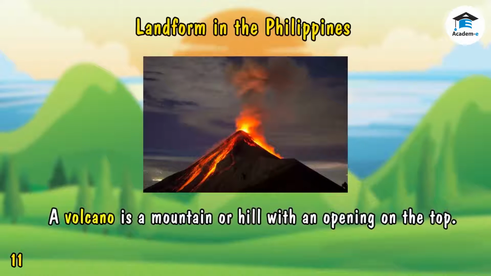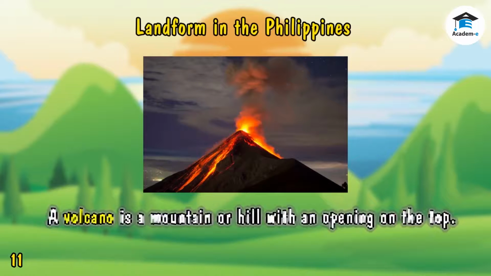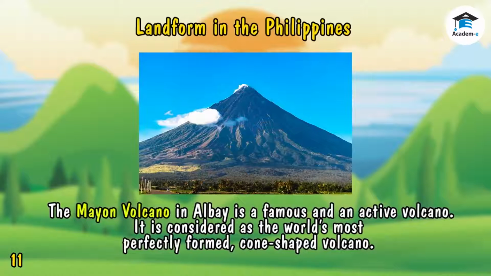A volcano is a mountain or hill with an opening on the top. Ashes, hot gases, molten rocks, and lava come out through the opening that is called the crater. The molten rock is called magma. Many people die, and properties get destroyed when a volcano erupts. The Mayon volcano in Albay is a famous and an active volcano. It is considered as the world's most perfectly formed, cone-shaped volcano.